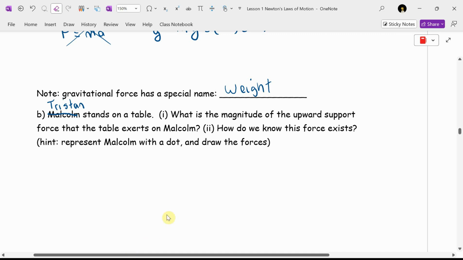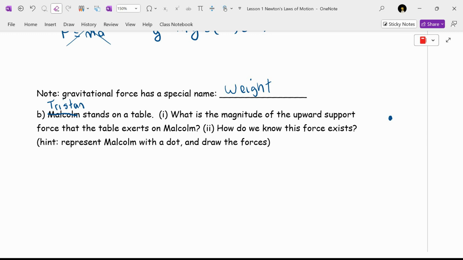But here's what the question asks. What's the magnitude of the upward support force that the table exerts on Malcolm? This is important, so focus in, Adam. What's the magnitude? You know what? We're going to draw a little picture. Represent Tristan over here with a dot.